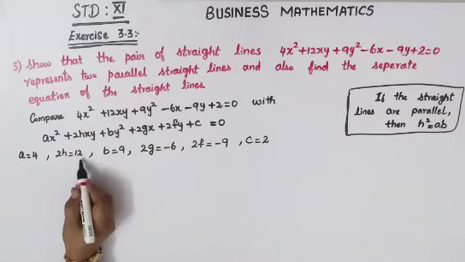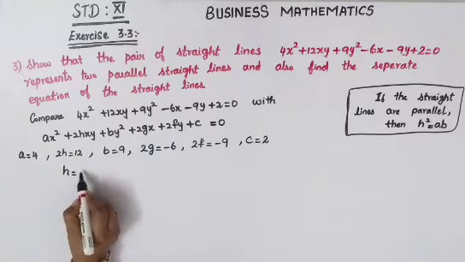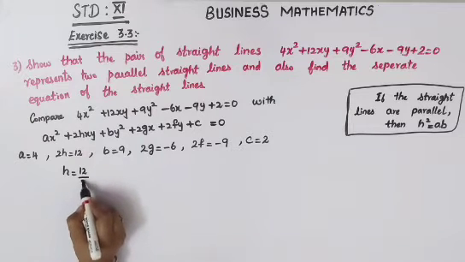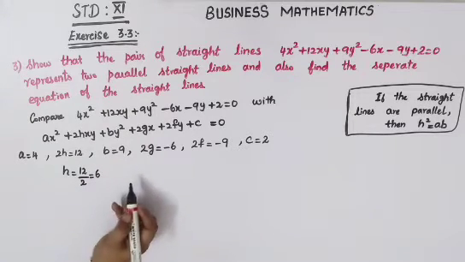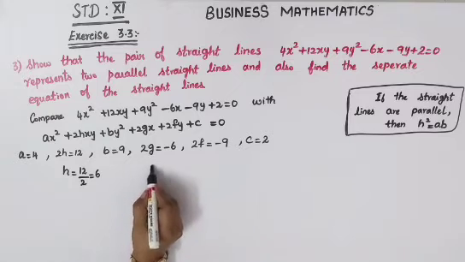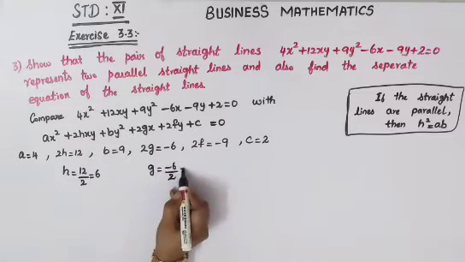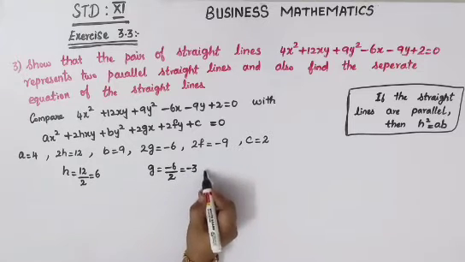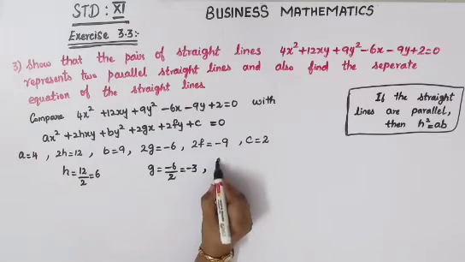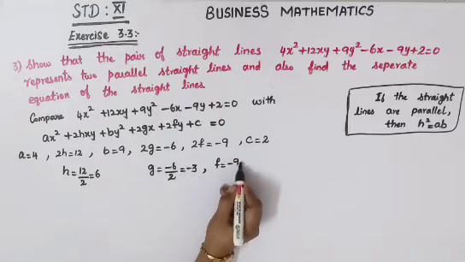So 2h is equal to 12 means you'll have to find h. So h is equal to 12 by 2, that will be equal to 6. Same way here 2g is there, so g is equal to minus 6 divided by 2, which is equal to minus 3. And here 2f is there, so f is equal to minus 9 by 2.